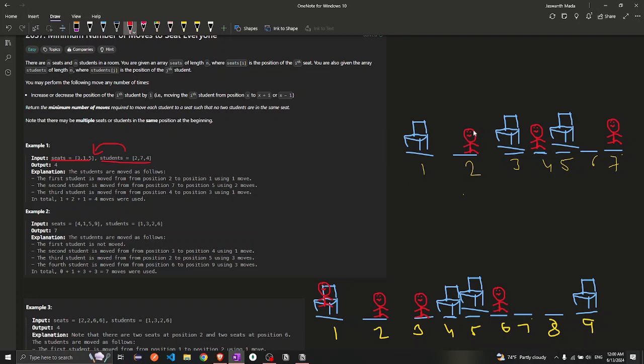We cannot move this guy to this seat, this guy to this seat, randomly. We need to return the minimum number of moves. We need to find the optimal solution. We need to try to move the students in as few moves as we can. Let's go through this example in order to understand the question more easily.